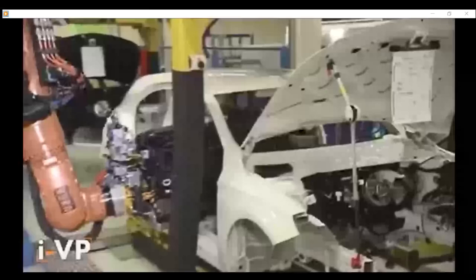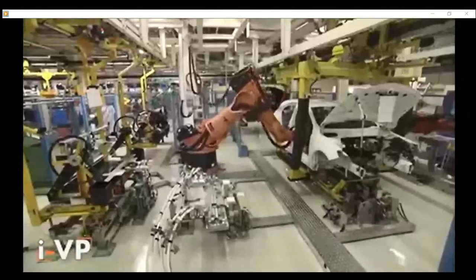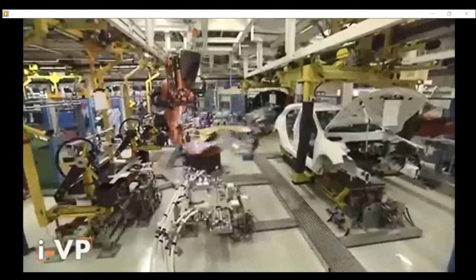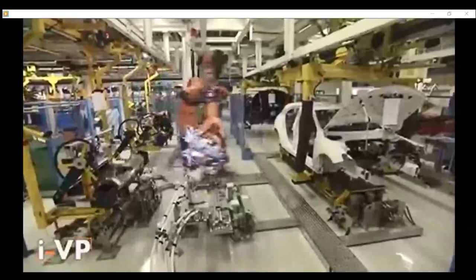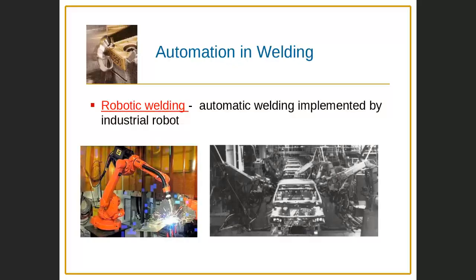Okay, let's get back again to the slides. Right, so this is dominating in the car industry, actually. The automated weld or robotic arm weld is dominating, especially for car manufacturing. This one is dominating, actually.